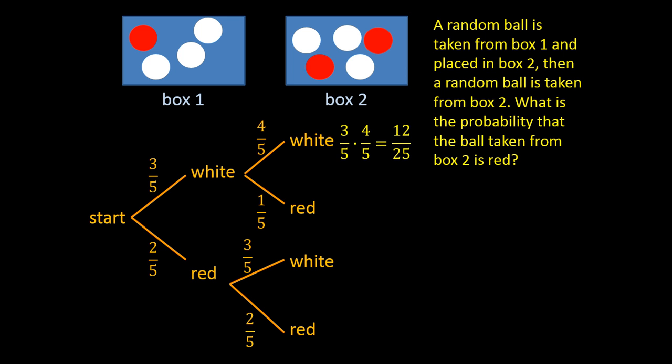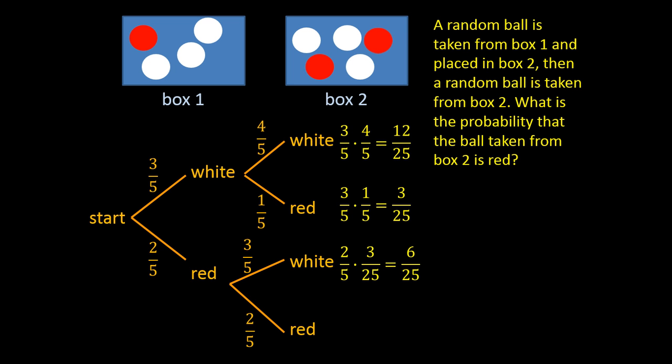So let's take a look at the probabilities along the branches. The top branches give us the probability of getting 2 white balls. That's not really what we're interested in. The next set of branches would be getting a white ball and getting a red ball, so we'll multiply those probabilities along the branches. That's 3/5 times 1/5, which is 3/25. And that would be a possibility where we get a ball from box 2 that's red. The next set of branches is getting a red ball, then a white ball. Those probabilities multiply to give us 6/25. That's not what we're interested in.